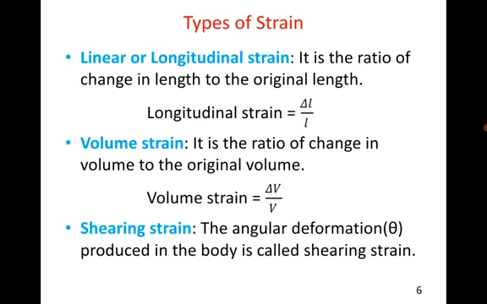Depending on the change in dimensions, there are three types of strain. Linear or longitudinal strain is defined as the ratio of change in length to the original length and is given by delta L by L. Another strain is volume strain. It is the ratio of change in volume to the original volume and is given by delta V by V. The third strain is shearing strain. It is the angular deformation produced in the body.